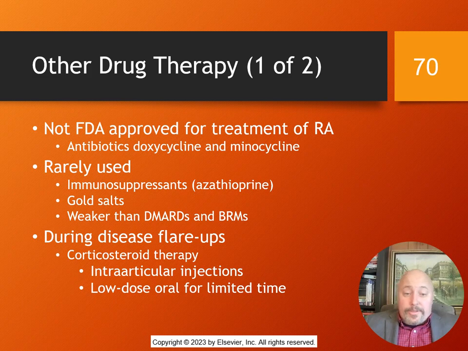Other drug therapies that could be used: antibiotics such as doxycycline, though not FDA approved for the treatment of RA, could be rarely used immunosuppressants, and even thinking back to our OA module, those corticosteroids and intra-articular injections to treat the arthritis itself.